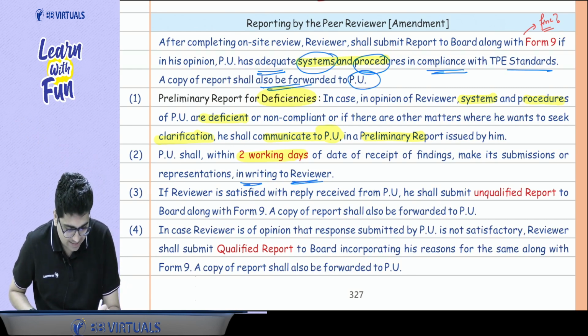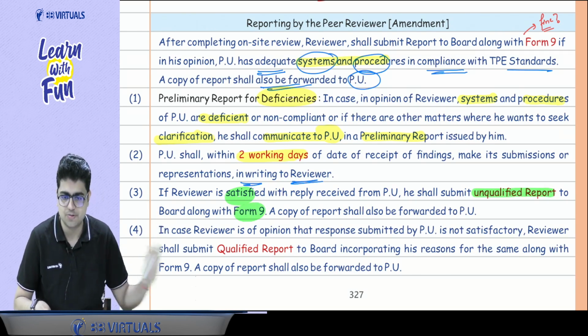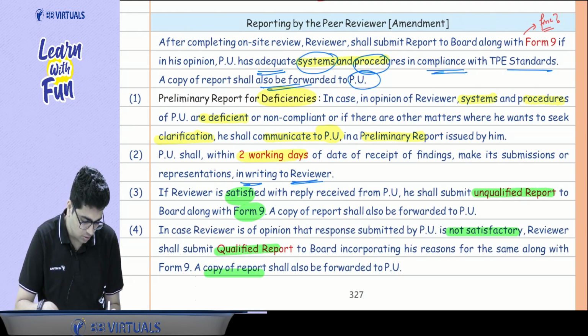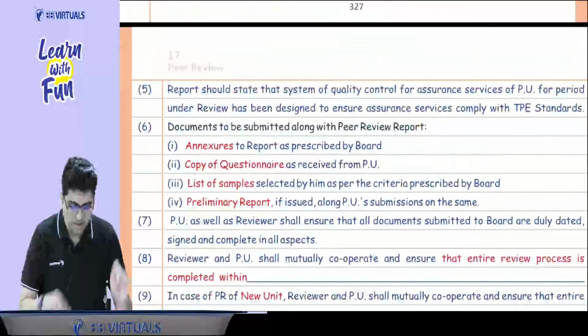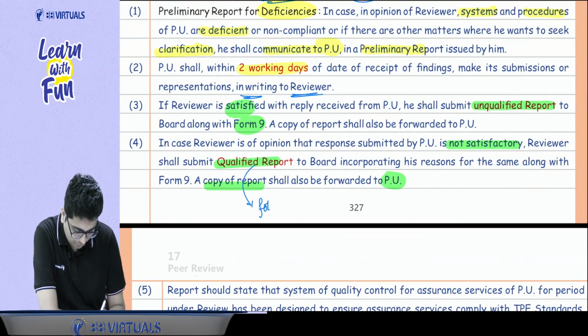If the reviewer is satisfied, then he shall submit an unqualified report in Form 9 that everything is fine. If he is of the opinion that he is not satisfied, then he will issue a qualified report in Form 9, incorporating the reasons for the same. A copy of the report will also be forwarded to the practicing unit. Now, in case of a qualified report, there will be another thing called a follow-on review that we will discuss a few minutes later.